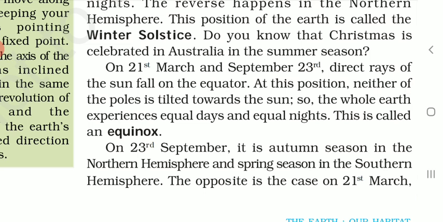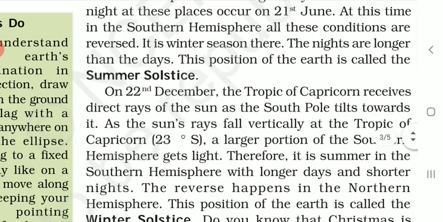So here we have understood that on the 21st March and 23rd September, the position of the earth is such that neither of the poles, neither north nor south, is tilted toward the sun, and so the whole earth experiences equal days as well as equal nights on these days, and therefore these are called the equinox. So we have understood the meaning of equinox.